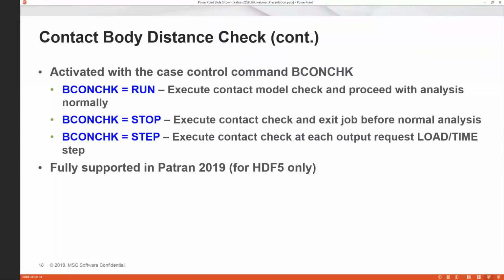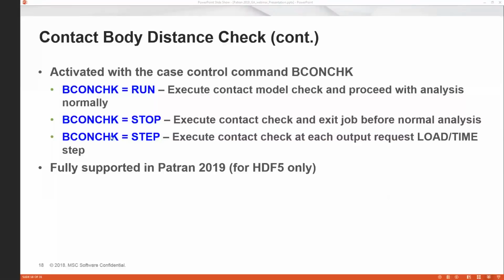How you can activate it is you have to select the case control command and then select the CONTCHECK. There are 3 options under this. You can select CONTCHECK equals RUN, which basically executes the contact model check and proceeds with the analysis normally. And then the next option is you can do CONTCHECK equals STOP. What this does is that your contact check will happen, and then it will exit the job, so it doesn't run the full analysis.